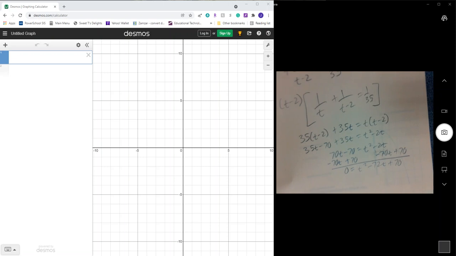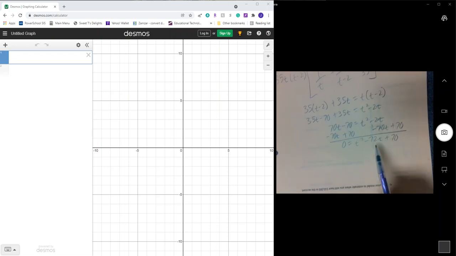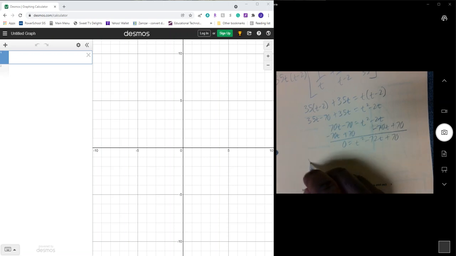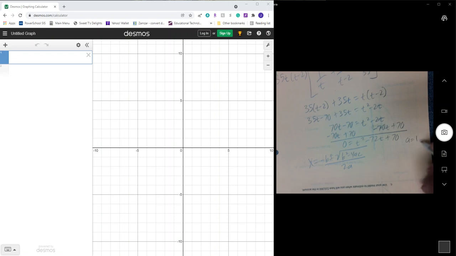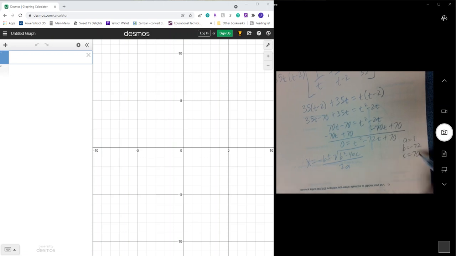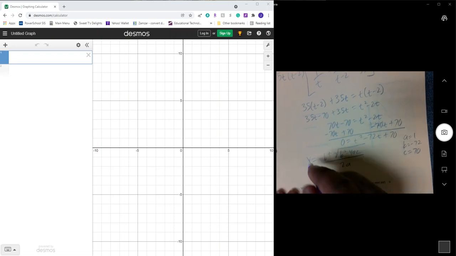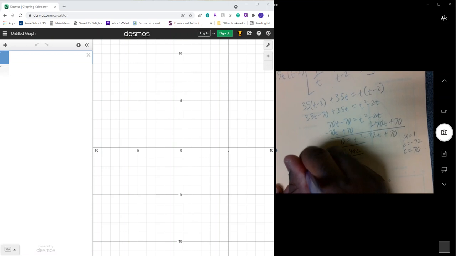Now what we would have to do, because this is in quadratic form, we could do the quadratic formula. X is equal to negative b plus or minus the square root of b squared minus 4ac all over 2a. So we could list these coefficients. A is 1, b is negative 72, and c is 70. And we substitute in the values. And actually, I should have put t instead of x.